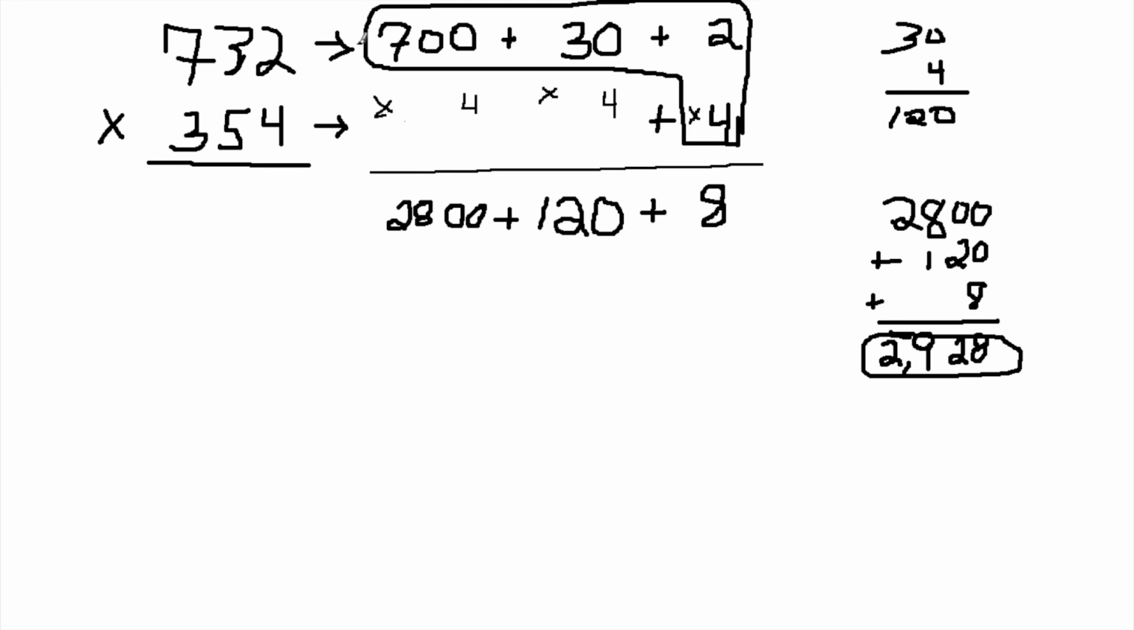But this is the longer way, but it shows you how you're getting your answer. 4 times 2 is 8. Then we go to the tens place. 4 times 3 is 12. We put the 2 here and carry the 1. 4 times 7 is 28, plus 1 is 29. You got to be organized. Put everything in its place value. So notice 2,928. Now, let me erase this.